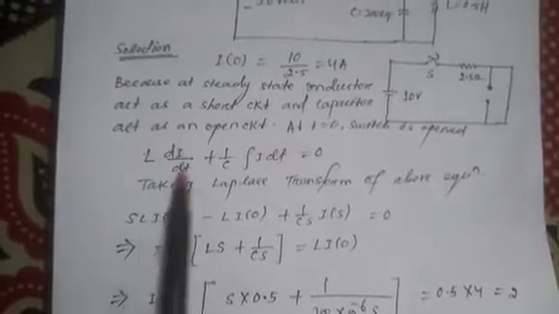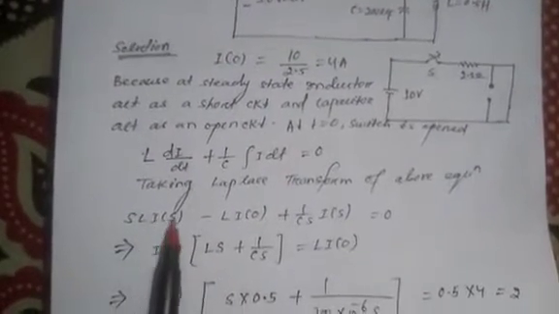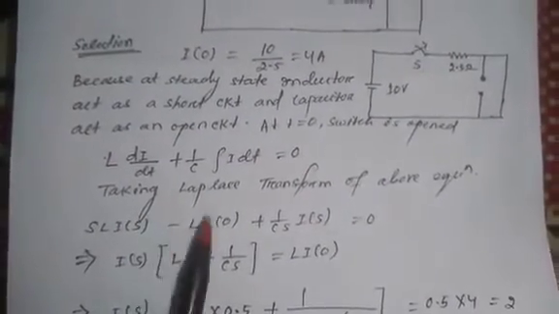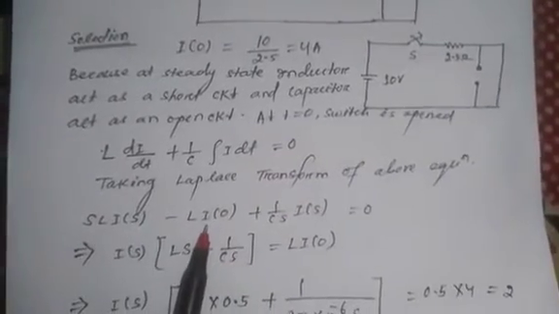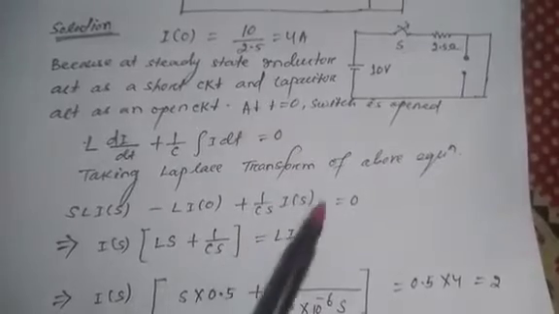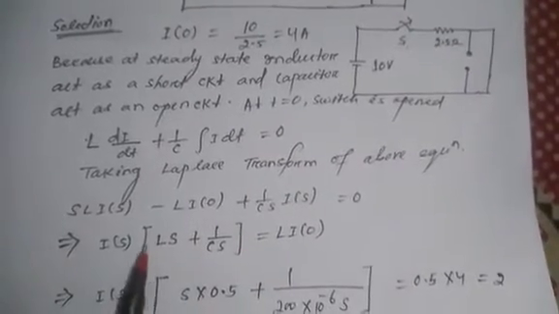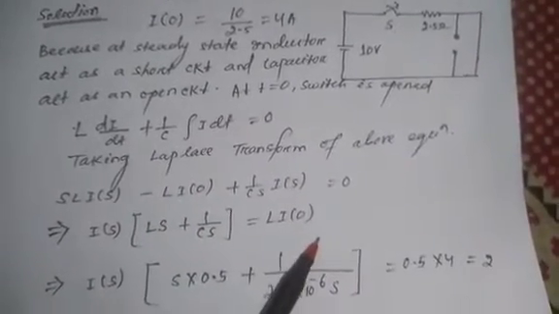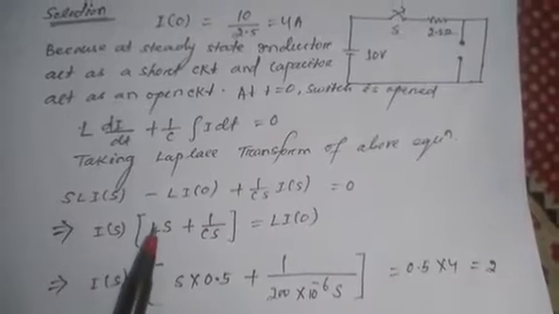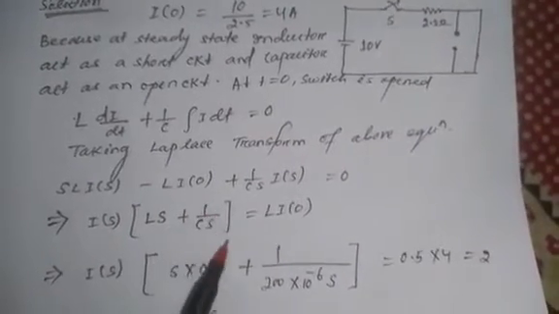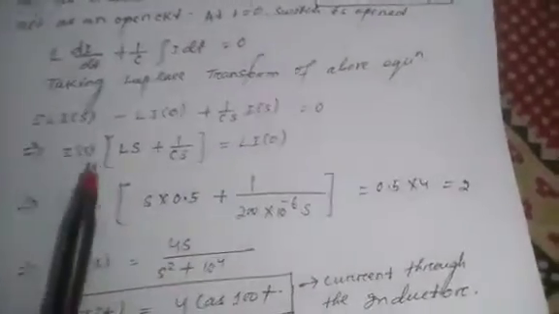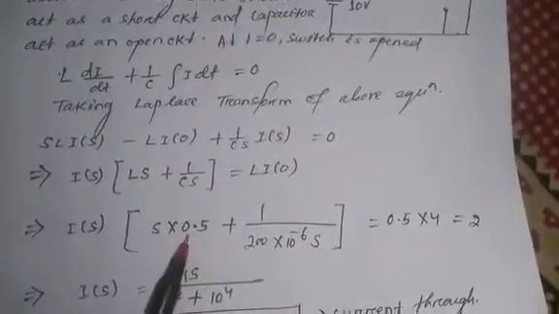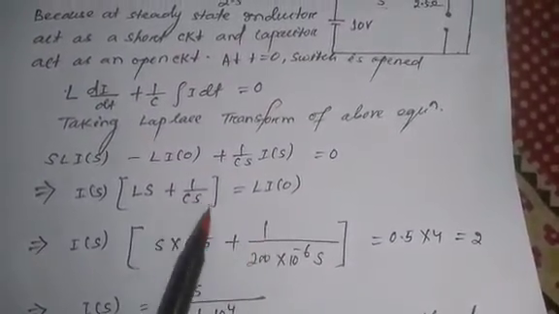Taking the Laplace transform of this equation, L di by dt gives s L I of s minus L I of 0 due to the initial condition, and due to the capacitor, 1 by Cs I of s, equal to 0. Taking I of s common and moving minus L I of 0 to the right hand side, I of s times L s plus 1 by Cs is equal to L I of 0. What is the value of L given in the question? 0.5 Henry.